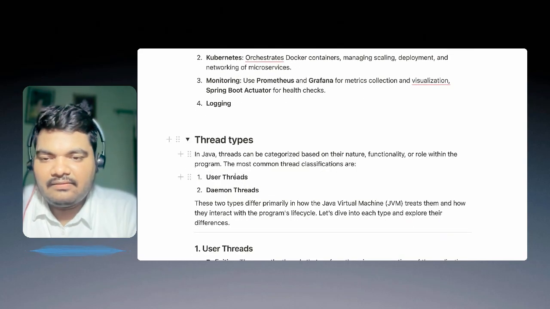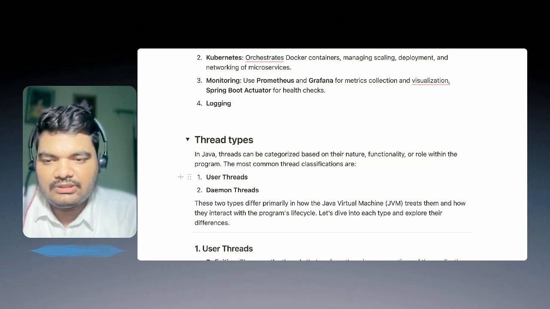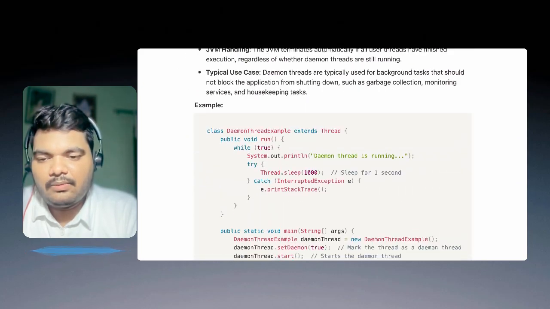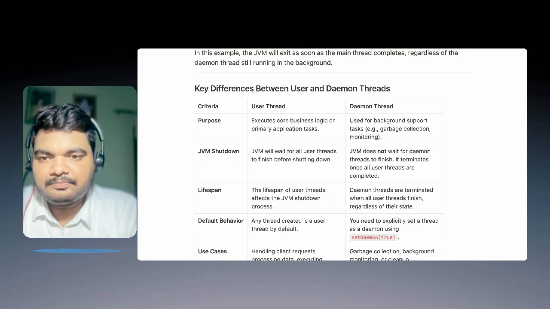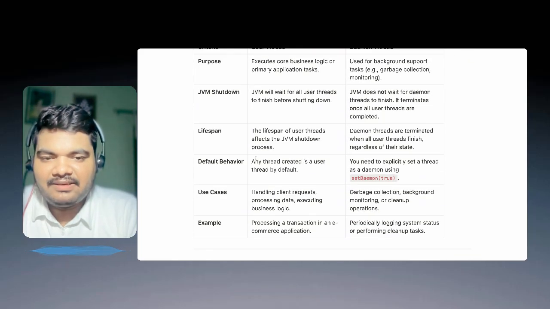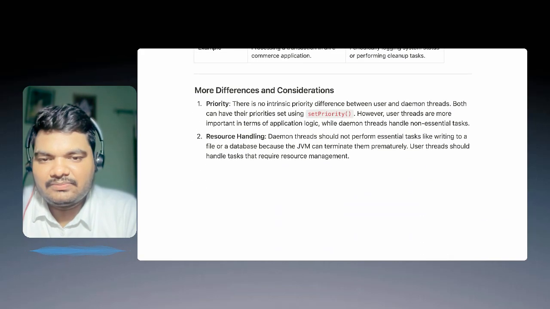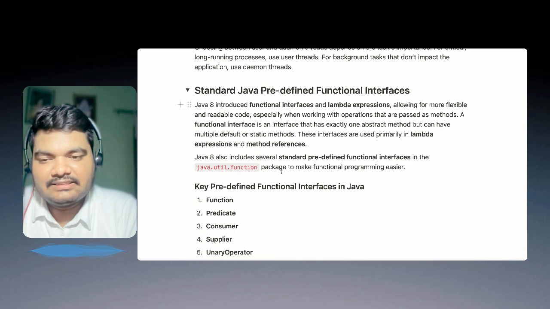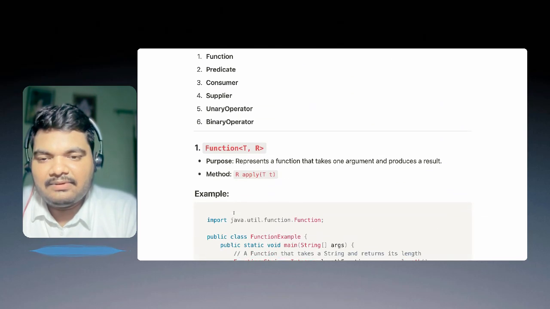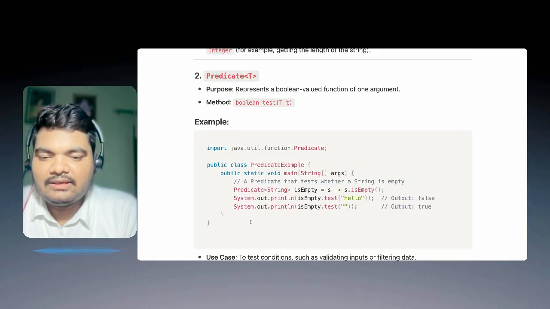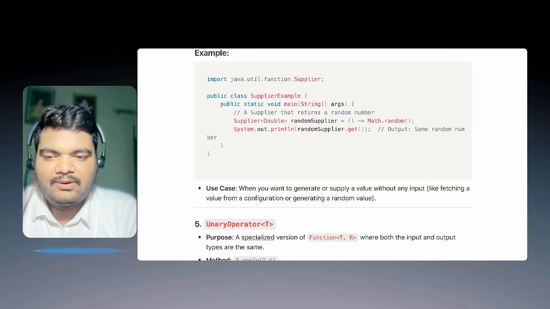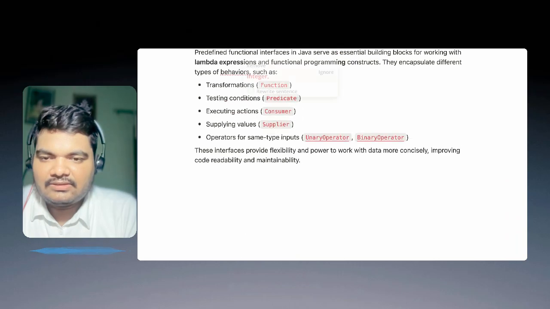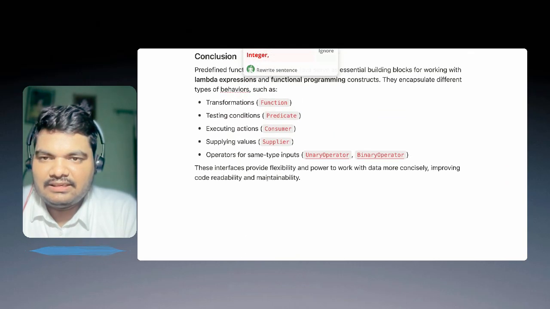Then thread types, again, we have discussed questions like user thread and daemon thread, right? So the basics are definition, discussion, and example around it. What are the key points between them? Key differences I have given. This is really important. You must know. Again, the standard Java predefined functional interfaces that I discussed, the four or five, right? Here are more, and they are discussed with examples here. So you must understand these topics in depth in order to show your strength in Java and Spring Boot, right? Okay, this marks the end of the document.